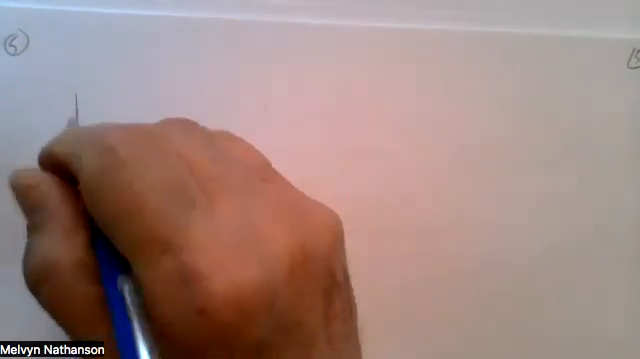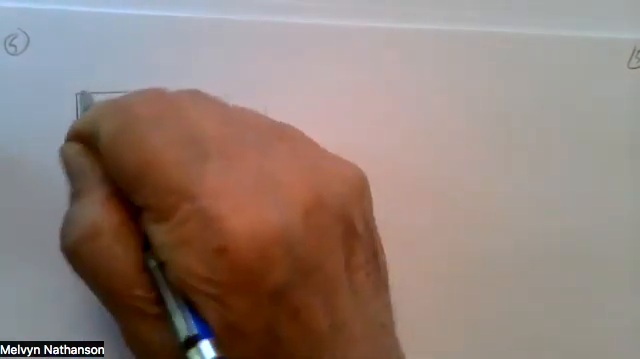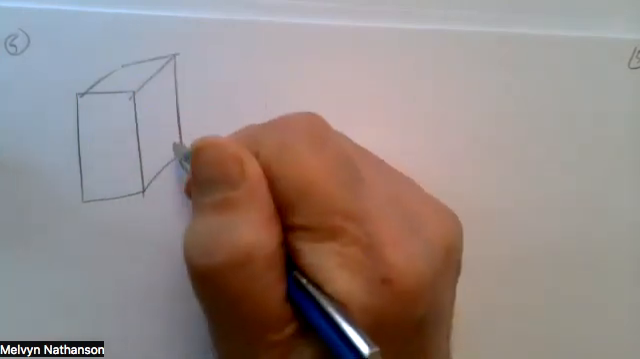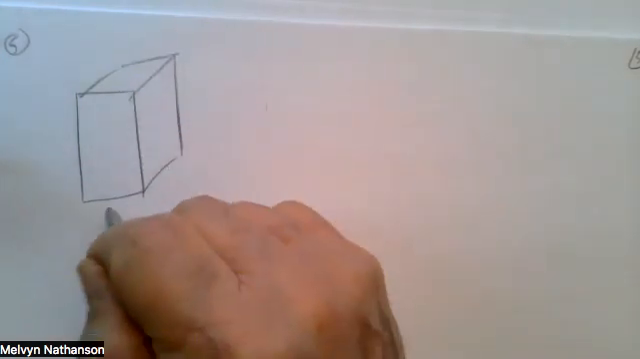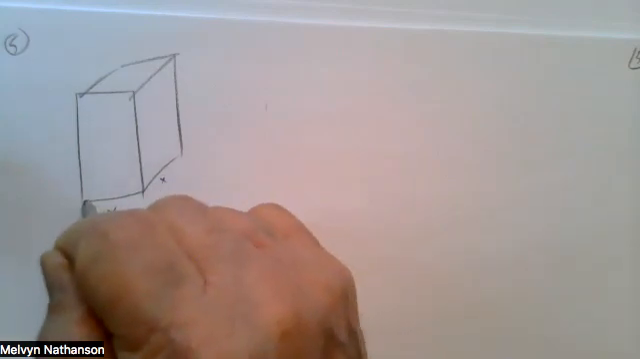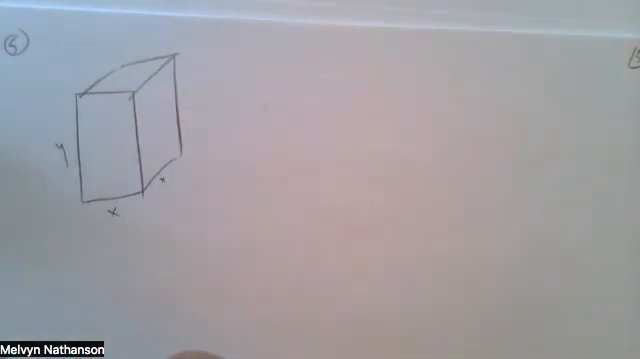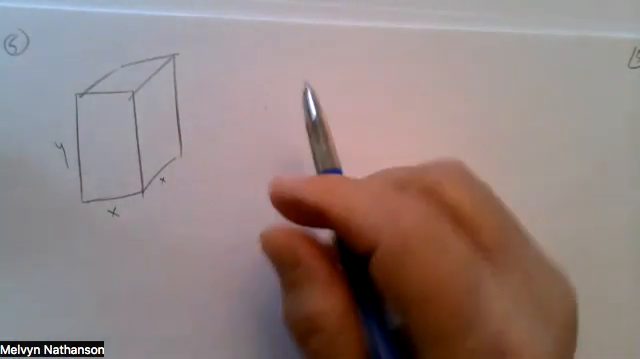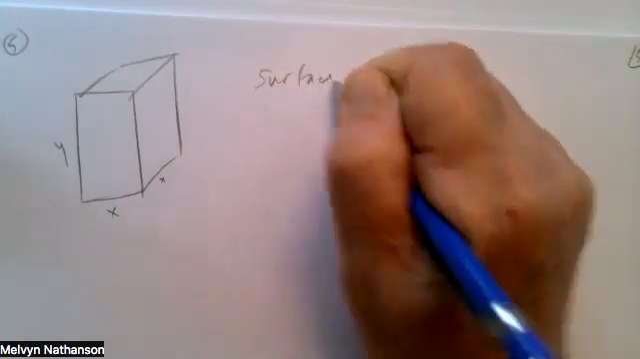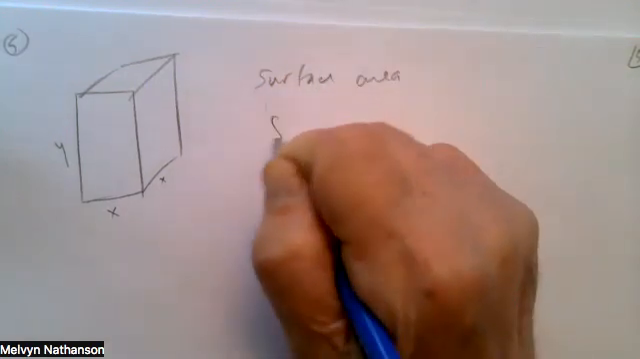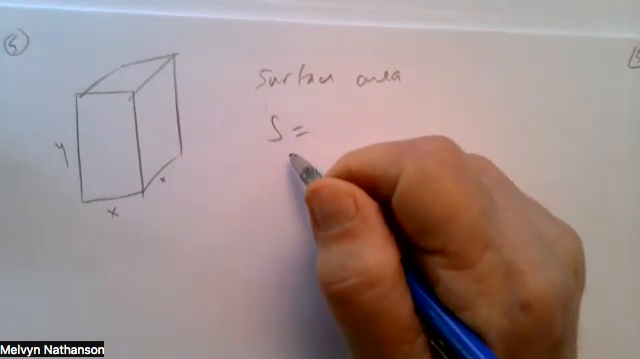Okay. Problem 5. We want to find the dimensions of a rectangular solid with a square base. So here's a rectangular solid. The base is a square, so the length and the width are x, and the height is y. And we're told that the surface area, S, is 150.